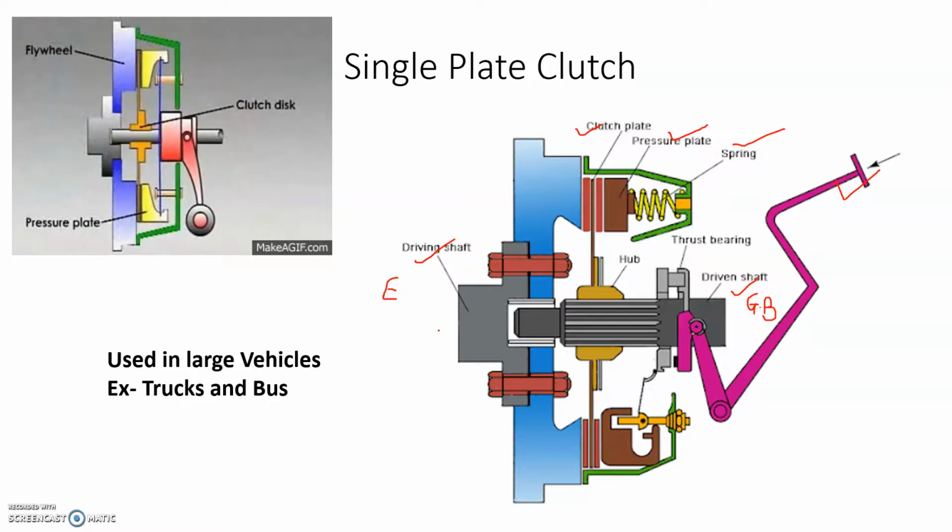But for additional information, we can see what a multi-plate clutch is. The multi-plate clutch is an extension of the single plate clutch. It works on the same principle, but as the name indicates, it consists of multiple frictional plates instead of a single clutch plate.